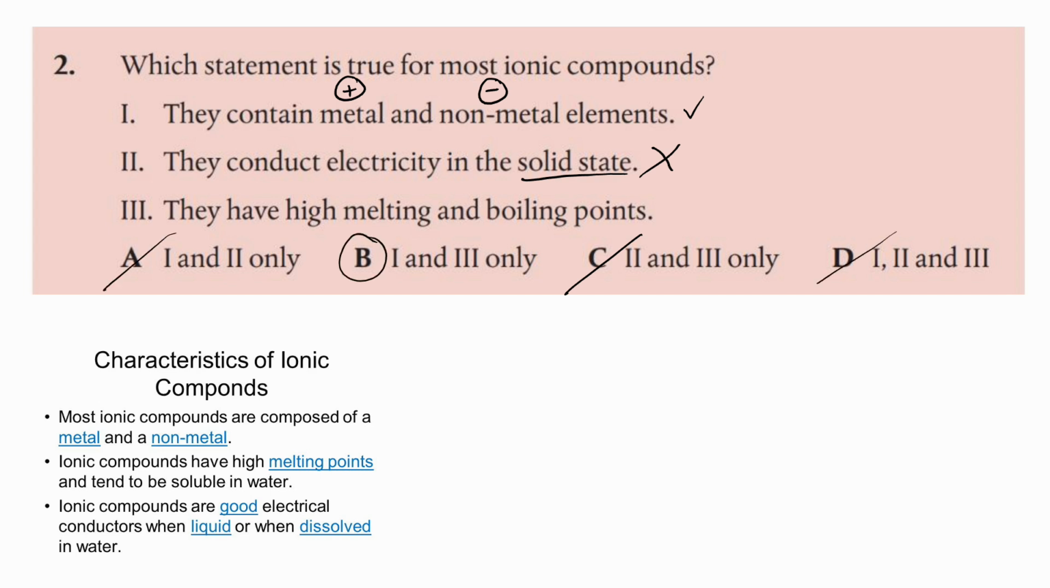So you're left with your choice of B, but let's go ahead and read number 3. They have high melting points and high boiling points. That is, in fact, a characteristic of ionic compounds.